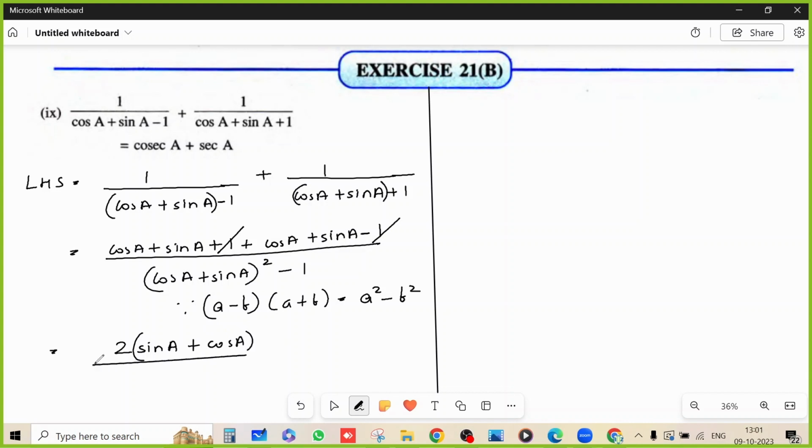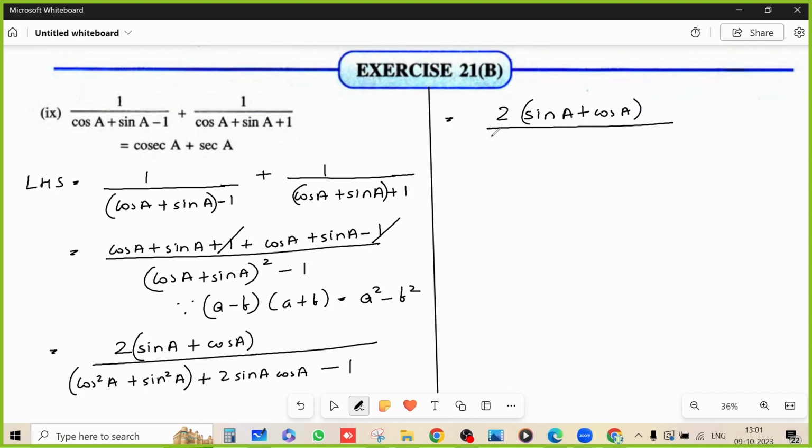divided by, here we will apply the formula of (A plus B) whole square. So this will become cos square A plus sin square A plus 2 sin A cos A minus 1. Now we know that cos square A plus sin square A is equal to 1 by the trigonometric identity. So this will become 1 plus 2 sin A cos A minus 1. This is by the trigonometric identity that sin square theta plus cos square theta is equal to 1. Minus 1 plus 1 will get cancelled out. 2 and 2 will get cancelled out.